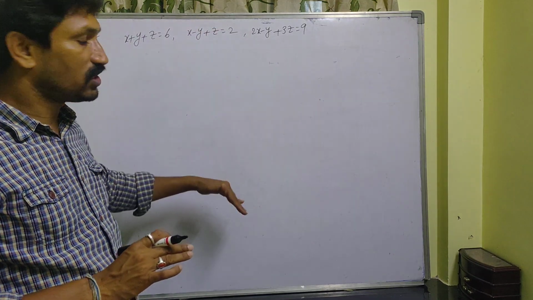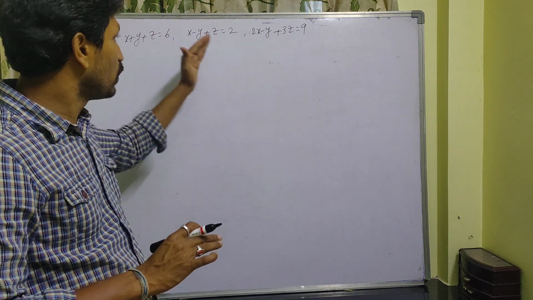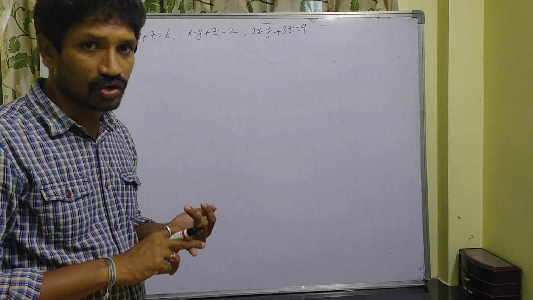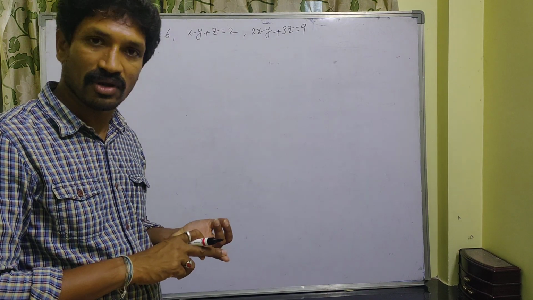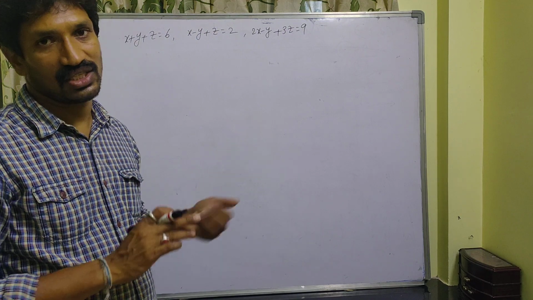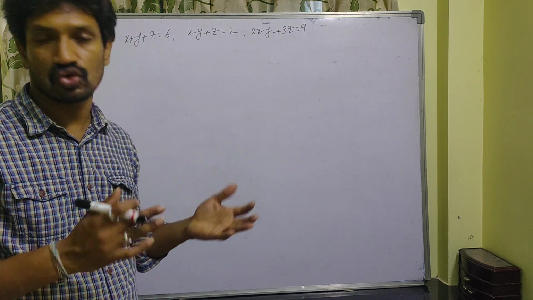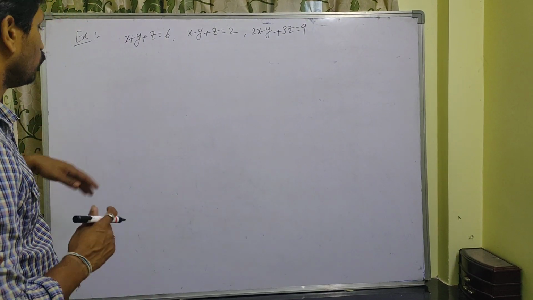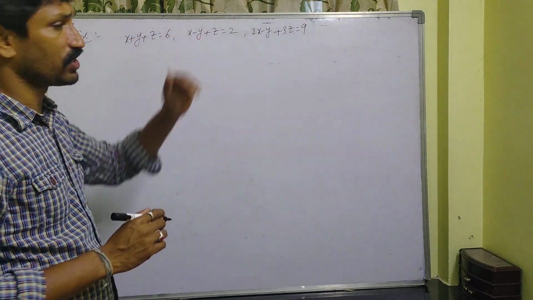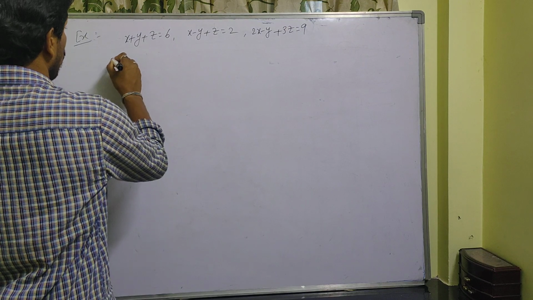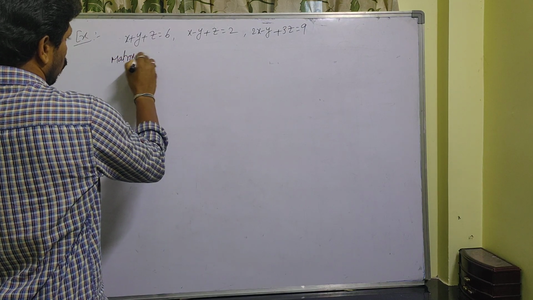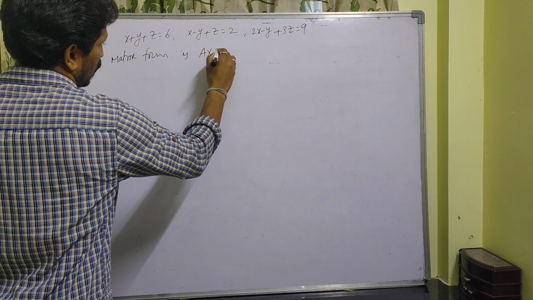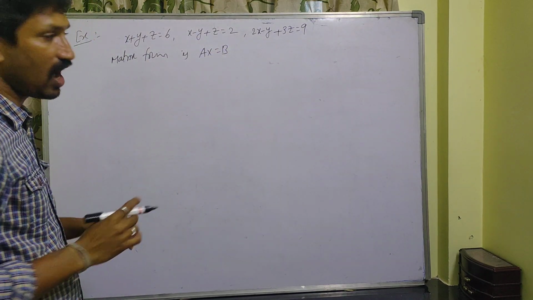First of all, you are just going to examine whether the given equations are consistent or inconsistent. If consistent, there is a unique solution or infinitely many solutions. Otherwise, it is inconsistent. Inconsistent means no solution, zero solutions. So, first of all, you convert the given equations into matrix form. Matrix form is AX = B or D.